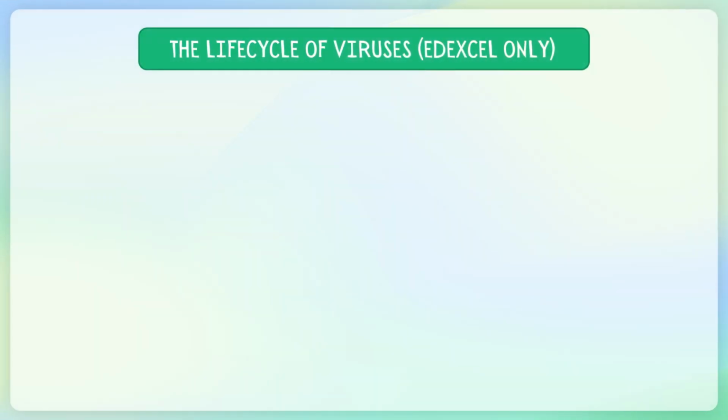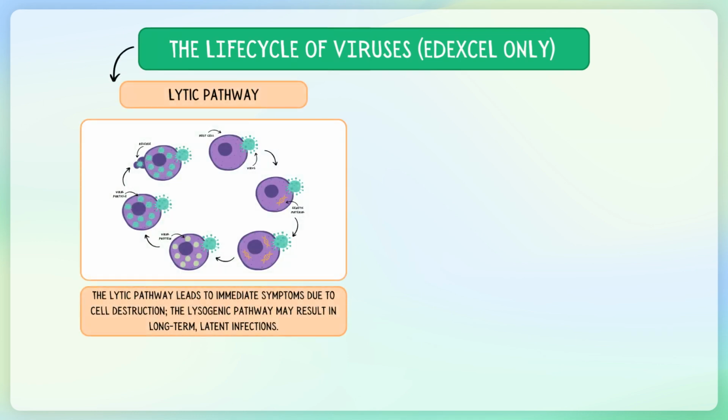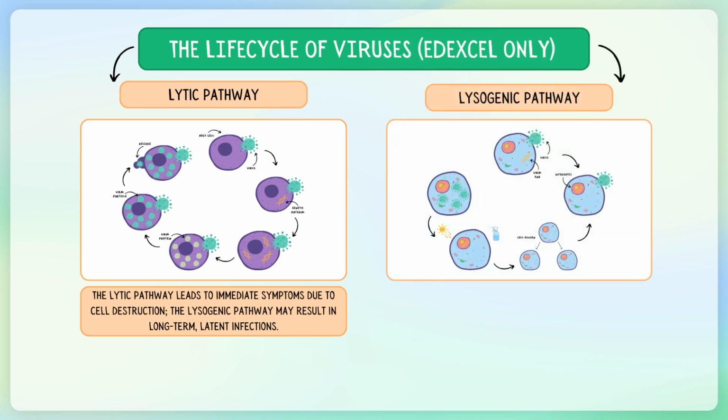To summarize, both the lytic and lysogenic pathways enable viruses to reproduce, but through different mechanisms. The lytic pathway results in the immediate production of virus particles and destruction of the host cell, whereas the lysogenic pathway allows the virus to lie dormant within the host's DNA until it is activated.